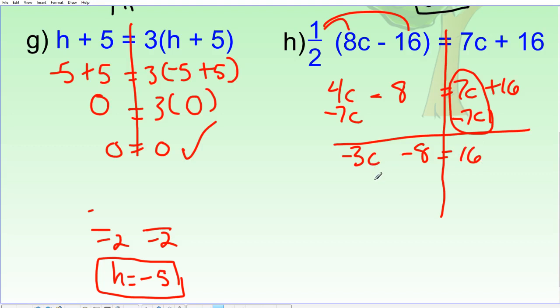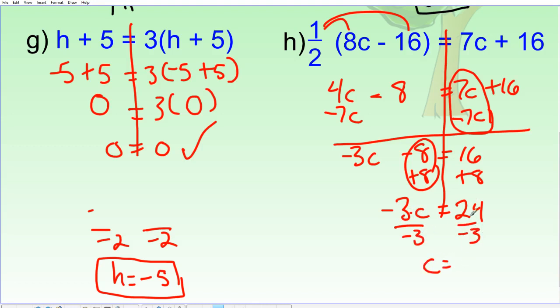And let's see, now what do we do? Well, we have to get rid of the add and subtract before the multiply and divide. So I'm going to add 8 to cancel out this minus 8, giving me negative 3c is equal to 16 plus 8 is 24. And then our last step to get rid of this times by negative 3, if we divide by negative 3, we get c is equal to negative 8.